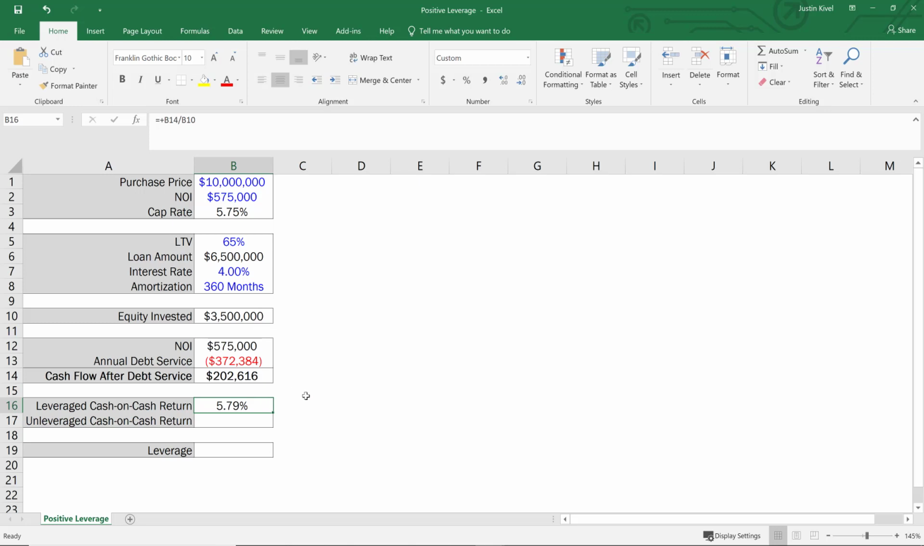So now let's calculate what the unleveraged cash on cash return is. And based on the information we have, all we really know is that the net operating income is $575,000 and the purchase price is $10 million, not taking into account any debt at the property. So to calculate this, what I'm going to do is take that net operating income and divide that by our purchase price, and that's going to give us a number that's identical to that cap rate.